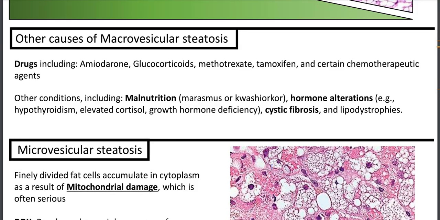Other causes of macrovesicular steatosis. Drugs. Drugs is a very big one and includes amiodarone, glucocorticoids, methotrexate, tamoxifen, and certain chemo agents. Other conditions including malnutrition like marasmus or kwashiorkor, hormone alterations, hypothyroidism, elevated cortisol, growth hormone deficiency, cystic fibrosis, and lipodystrophies.